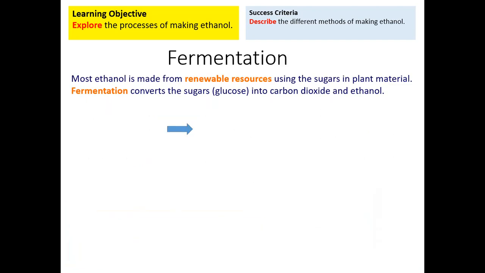So we're going to go through a little bit about each method to show you. I'm going to talk you through each process, and then you're going to have to identify in a little while the advantages and disadvantages of each process. So I want you to listen carefully, and you might want to make some notes on that. Most ethanol is made from renewable resources using plant sugars and plant material. So the majority of the ethanol we use in biofuels and solvents comes from sugars in plants.